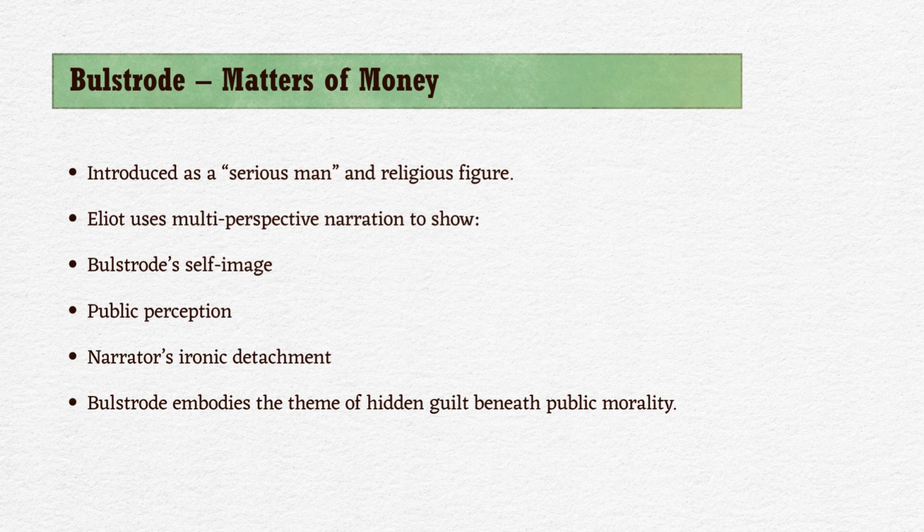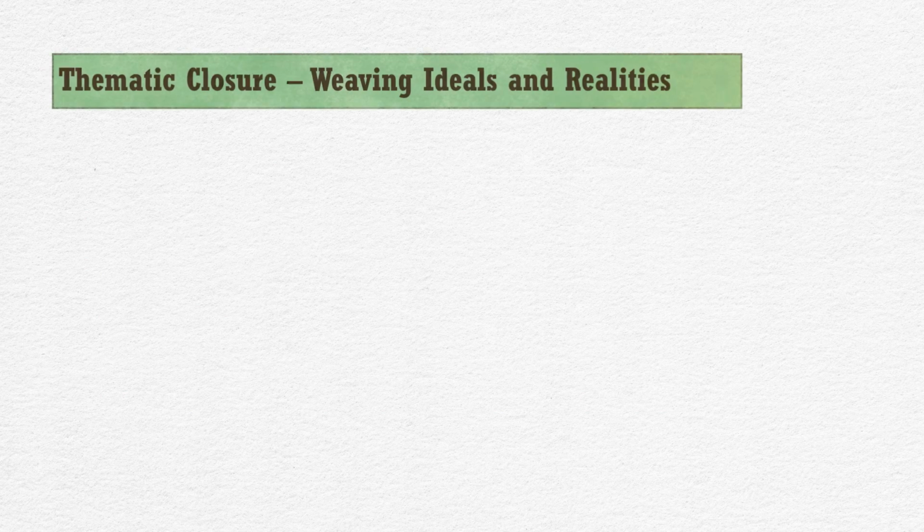His eventual collapse will show you how fragile moral pretension is in a world driven by appearances and commerce. Bulstrode's story invites us to reflect on the persistent gap between intention and action, a central ethical tension throughout the novel. Now let's pause and take a step back.